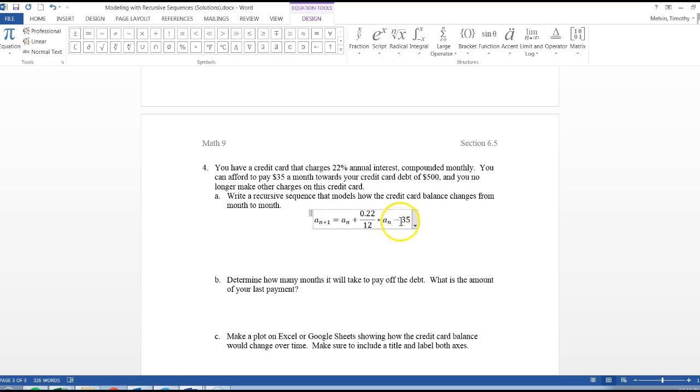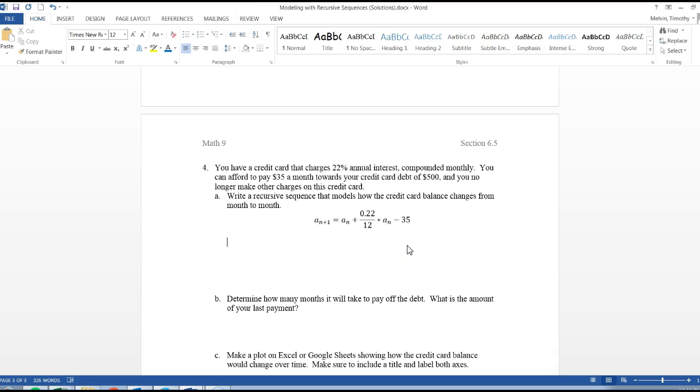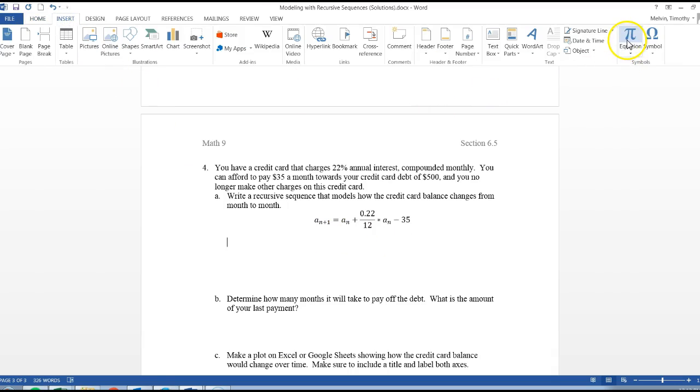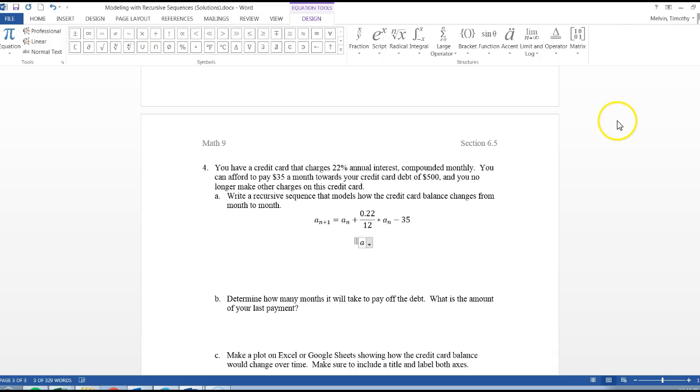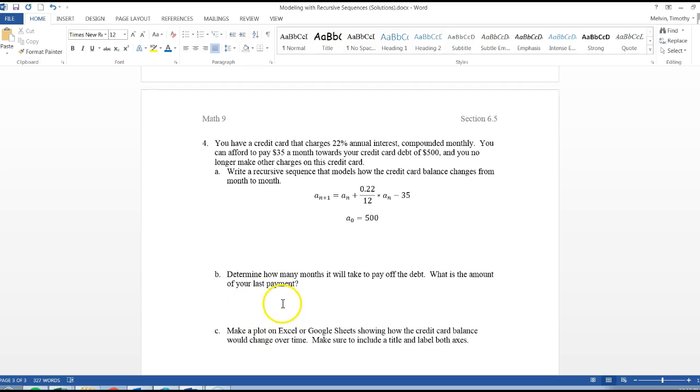So we're going to put a minus 35 right here because we're going to take $35 off your debt each month. And then a recursive sequence also has an initial condition. So I'm going to go back to Insert, Equation, type a subscript 0, and this is your initial balance, and you initially owe $500. Okay, in the next video, we're going to enter this sequence into Excel to answer the next couple of questions.